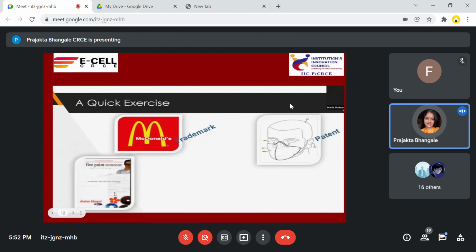What is the next thing? Can you see? It's Five Point Someone. It's a book by Chetan Bhagat. What should it be? Copyright. Right. Very good.